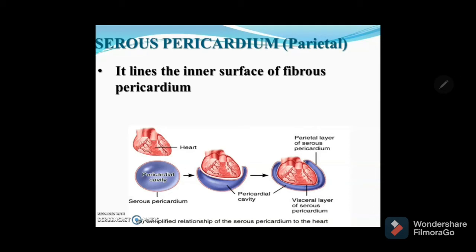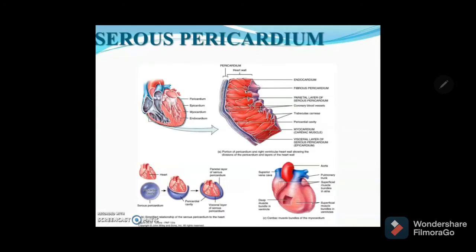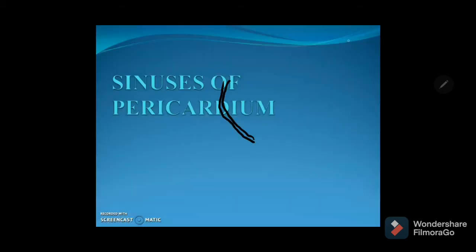So the parietal layer of the serous pericardium lines the inner surface of the fibrous pericardium. You can notice there, that is the outer fibrous pericardium. You can see parietal layer is intimately related to it, whereas the inner visceral layer is intimately related to the heart. It covers the heart and roots of the great blood vessels. So these are the different components, and here you can notice how the serous layer is there, visceral layer and all. You can notice the parietal layer and a visceral layer of the serous pericardium.